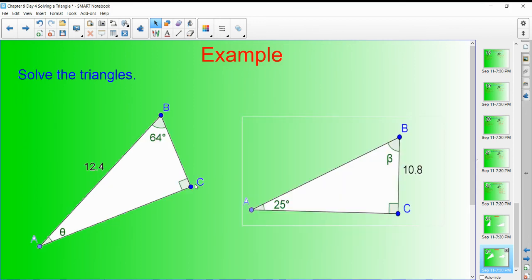Okay, here's two more. Now I was nice enough to give you two of the angles in each of these triangles, but only one side length in each one, so you have to find two side lengths. Pause the video, try it out.